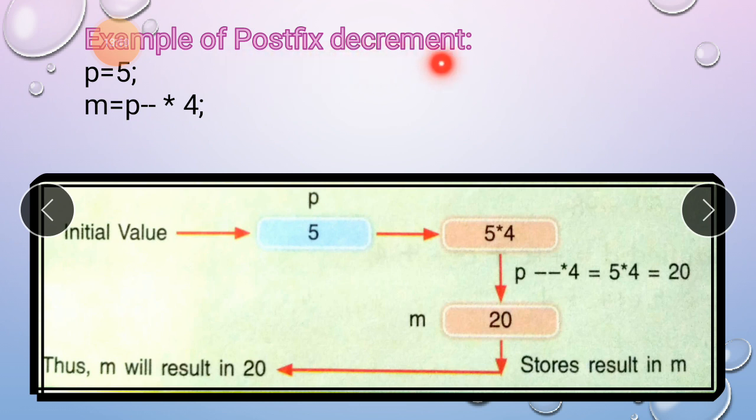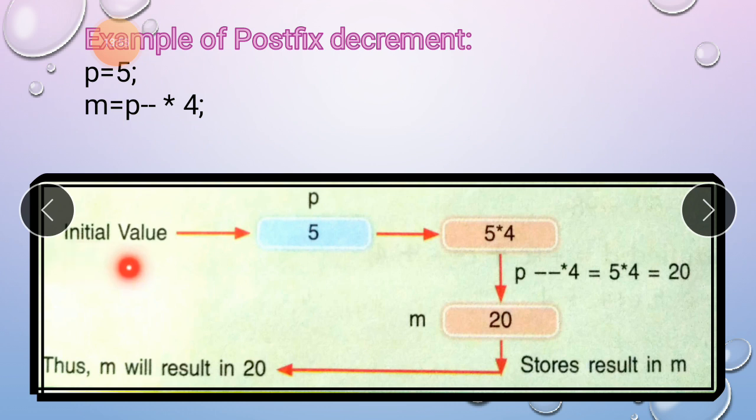Example of postfix decrement. P is equal to 5. M is equal to P minus minus into 4. Postfix decrement. Decrement means it decreases the value of a variable by 1. Here this is a postfix decrement operator. So the value of the variable will not change before the operation. Here the operation is multiplication of P by 4. So the P value will remain the same during the operation. Then after this multiplication operation is performed, the value of P will be changed, that is, decreased by 1.